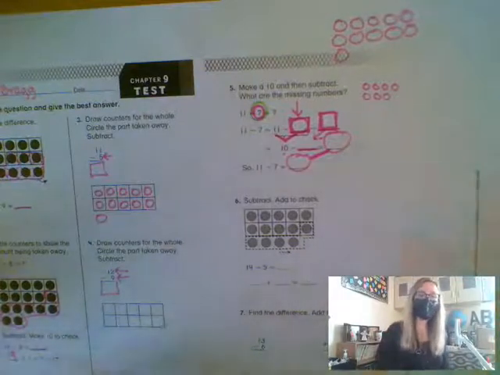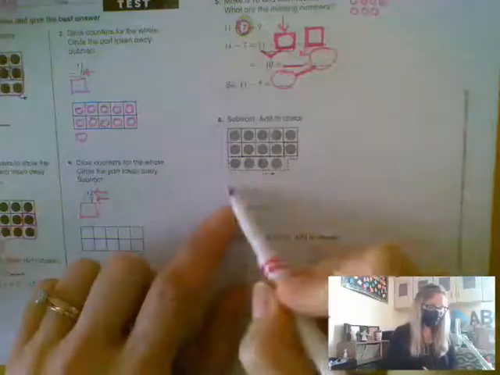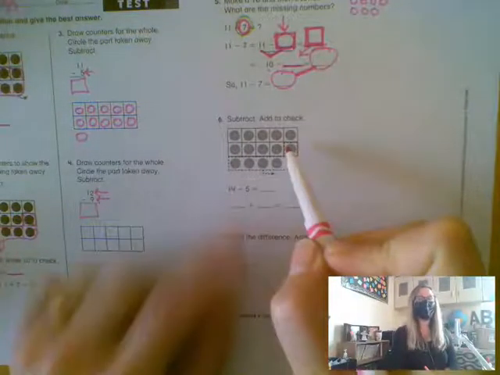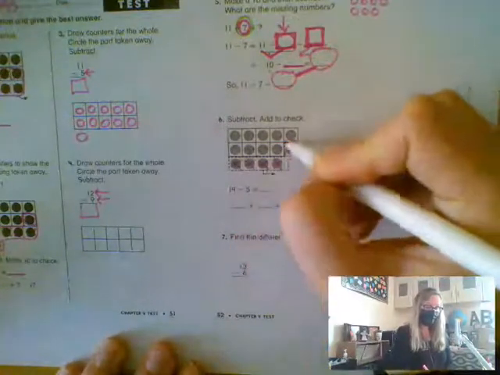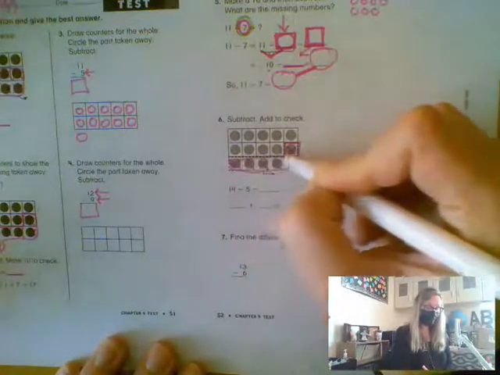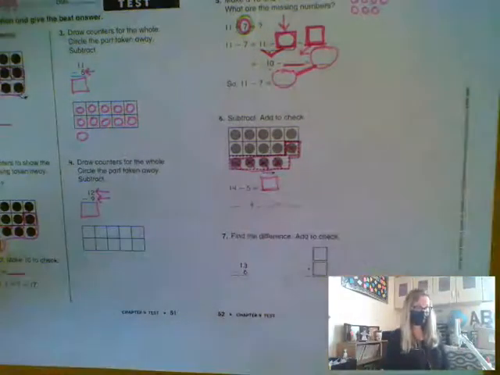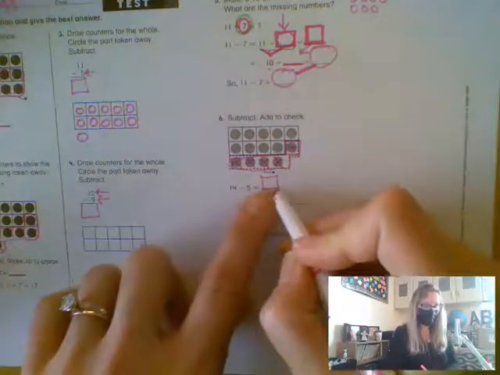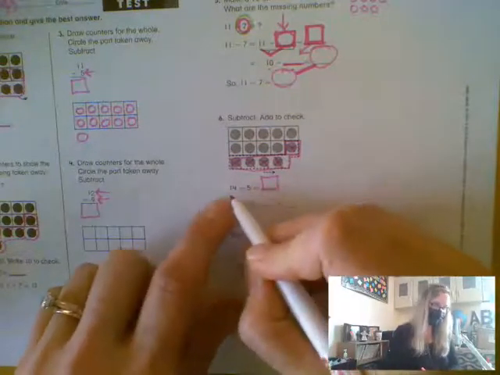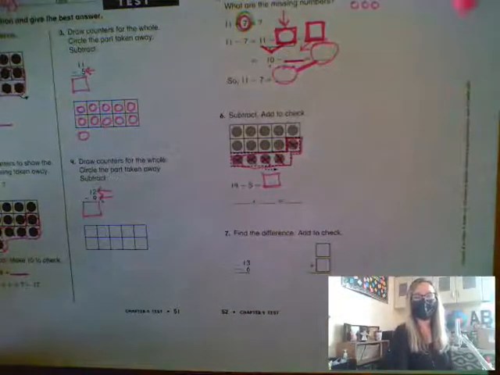All right, let's go down now to number 6. They're asking us 14, take away 5. They drew 14, and then they took away 1, 2, 3, 4, 5. That's what this dotted line is showing. You can trace it if you want. How many are left? And then give me an addition problem that would be in the same fact family. So if you know 14 minus 5 equals that, then that plus 5 equals 14. So put your addition sentence underneath. It's like fact families.